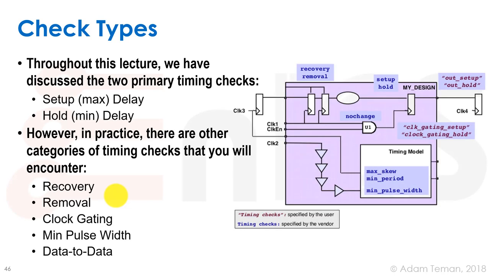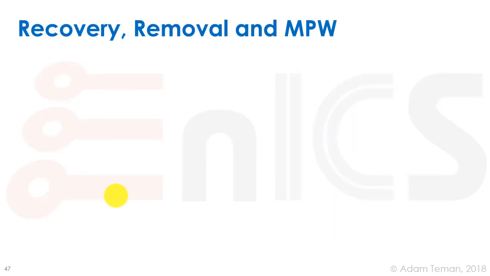min delay. However, in practice, there are a few other categories that you will encounter: recovery, removal, clock gating, minimum pulse width, and data to data. And we'll very, very briefly discuss these on the next slide. So starting with recovery, removal, and minimum pulse width checks.